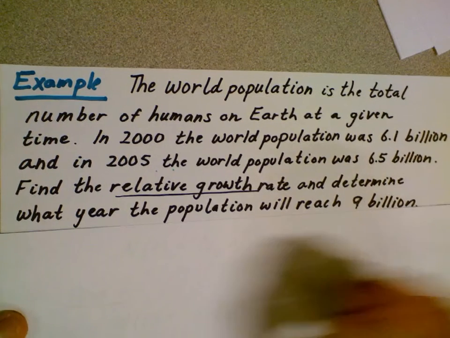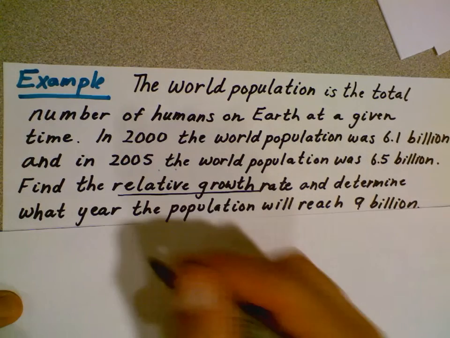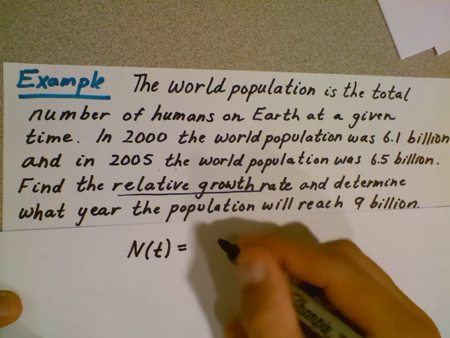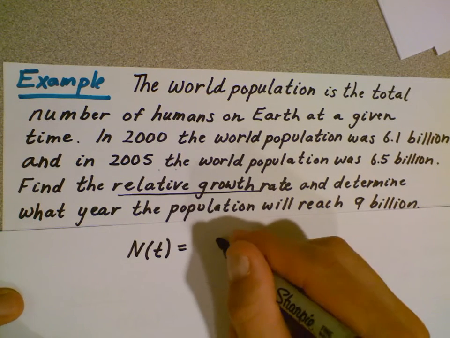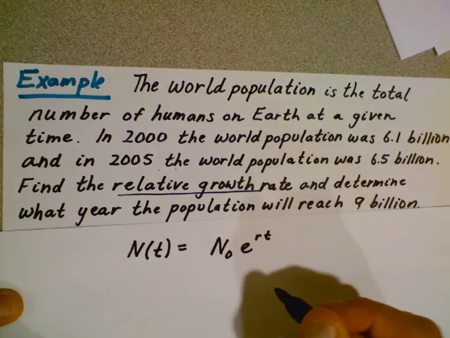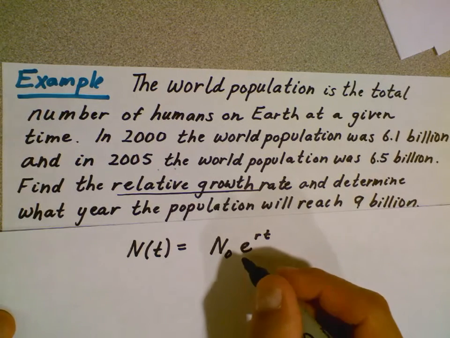Okay, so what we want to first think about is writing the exponential growth model. So that's N of t, and you can use different variables. I chose N of t, and that's going to be N sub 0 times e to the rt. And we know that N sub 0 is going to be our initial population.